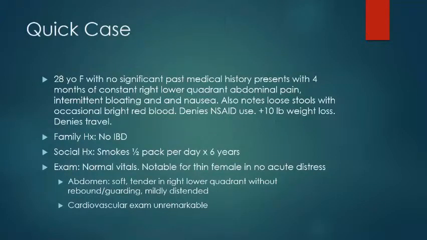This is a 28-year-old female with no significant past medical history, coming in with 4 months of constant right lower quadrant abdominal pain, intermittent bloating, and nausea. She also notes loose stools with occasional bright red blood, no NSAID use. She has a 10-pound weight loss, no travel history, no family history of IBD. She smokes. On exam, she's thin, but otherwise, aside from some right lower quadrant tenderness and mild distension, she has a benign exam.